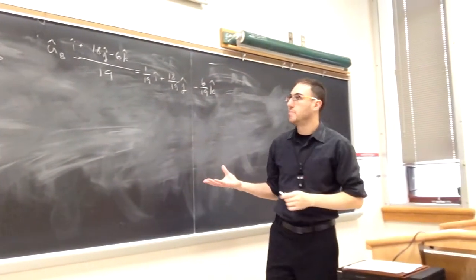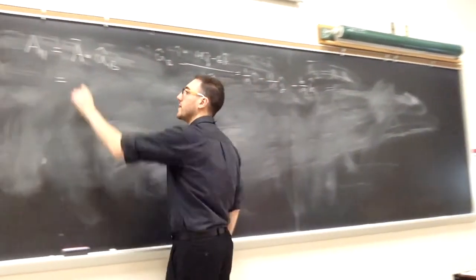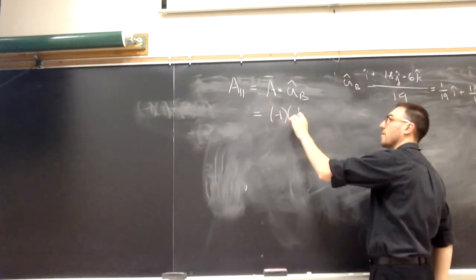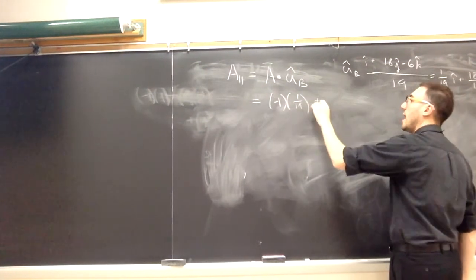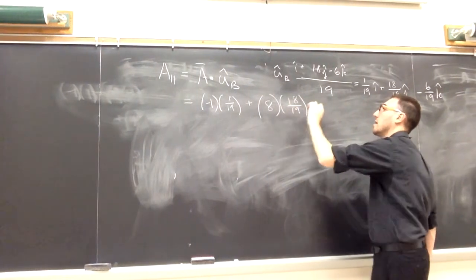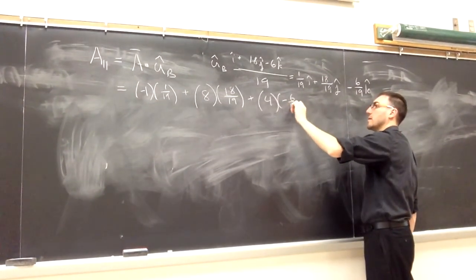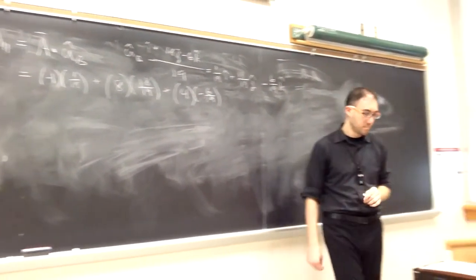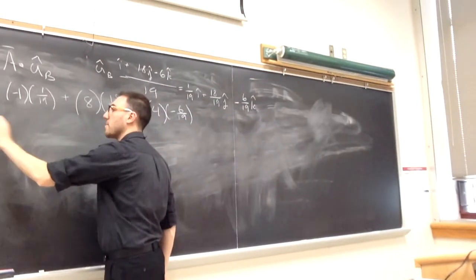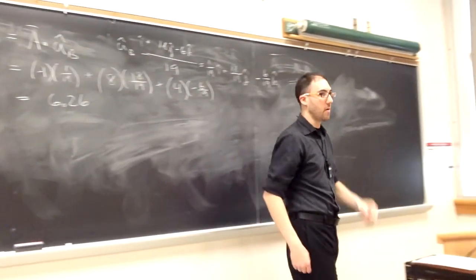Now I can take the dot product between these two vectors, which is different than what I did in part A. It will be -1 times the i component of U hat B, 1/19. I add to that 8 times 18/19. And I add to that 4 times -6/19. Adding up all these numbers, I get 6.26 when I go through the arithmetic here.